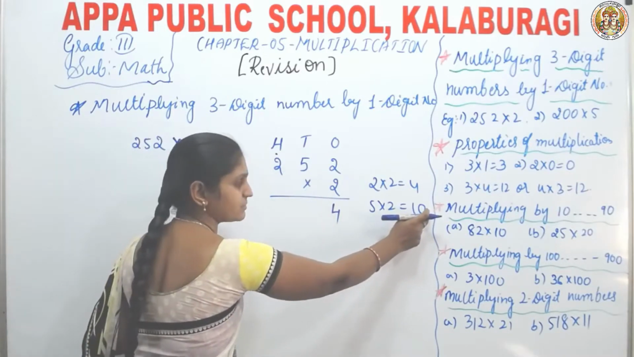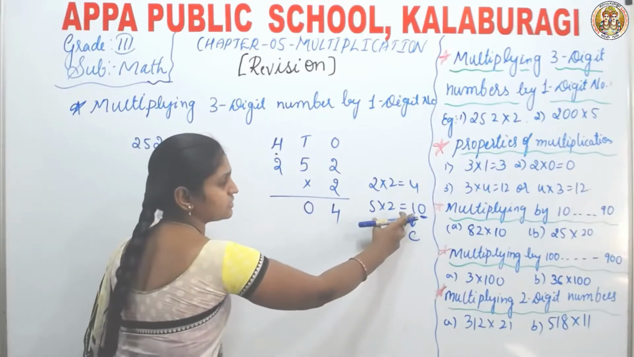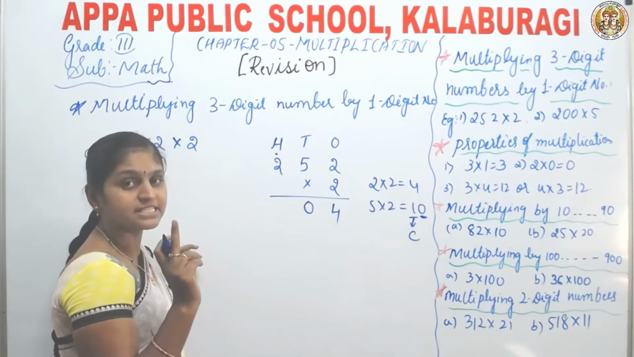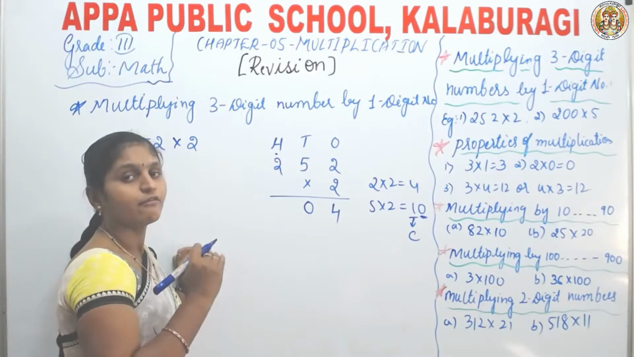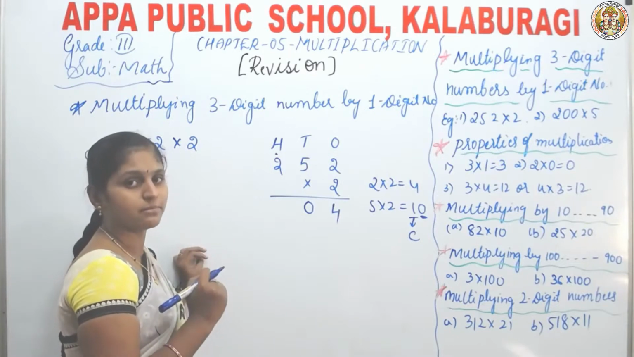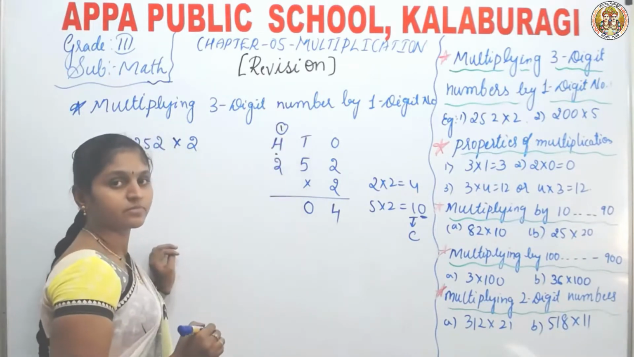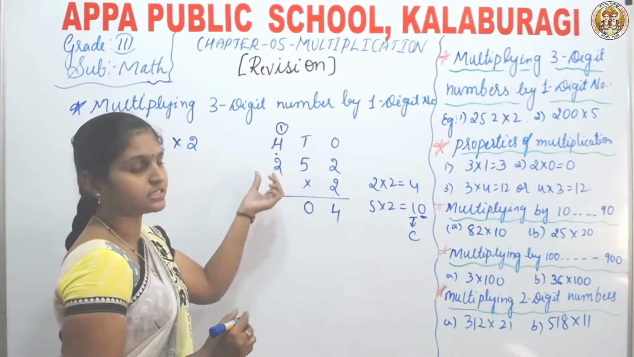So first, the ones place is always written down, and the tens place you have to carry forward. Here 1 is the carry. Where do we put the carry? In the forward number. Which is the forward place here? The hundreds place. Put the carry there. Yes. Next multiply with the hundreds place.